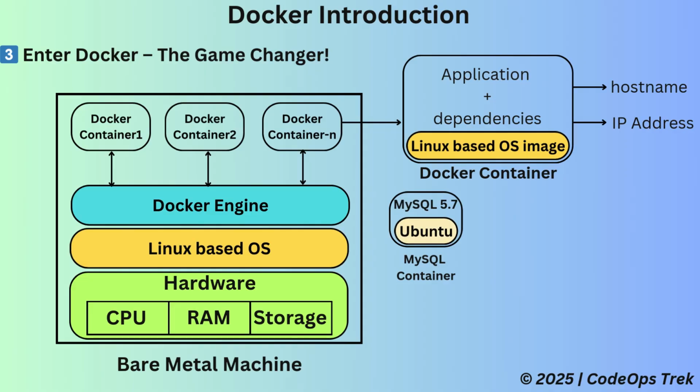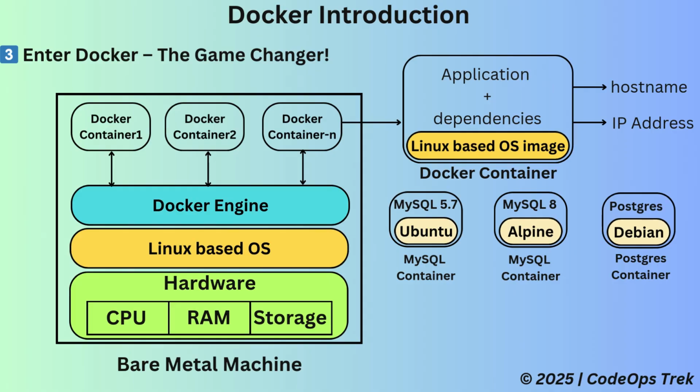For example, if we have a MySQL container with Ubuntu base, then this container has a lightweight Ubuntu OS image. It includes all dependencies and libraries required for MySQL and runs MySQL as an isolated service. Similarly, another MySQL container with Alpine base will have an Alpine OS image. If there is a PostgreSQL container with Debian base, it uses a Debian OS image. This container contains PostgreSQL and its required dependencies.